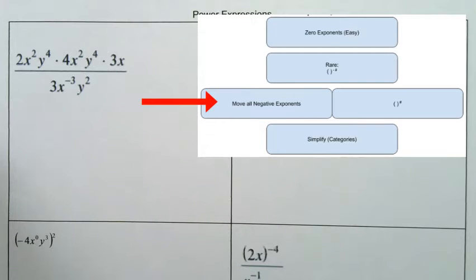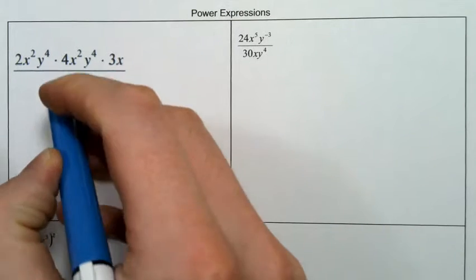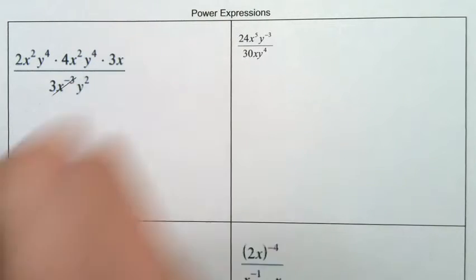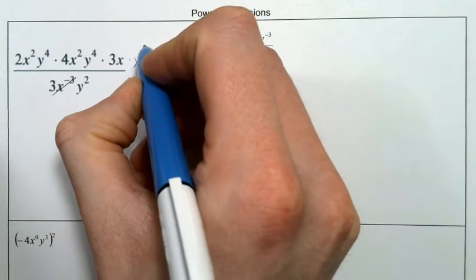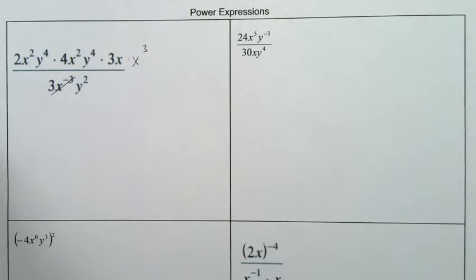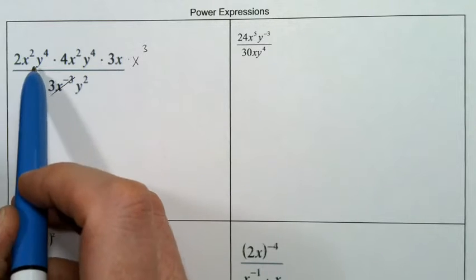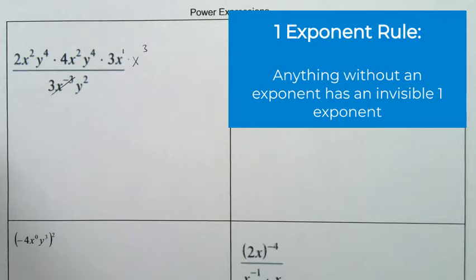Last, I'm going to move all my negative exponents. So I see one negative exponent here. What I'm going to do is I'm going to cross that out. I'm going to move it to the top. It's going to be x to the third. Now I also want to point out that I see an x. Without an exponent, it has an invisible 1.